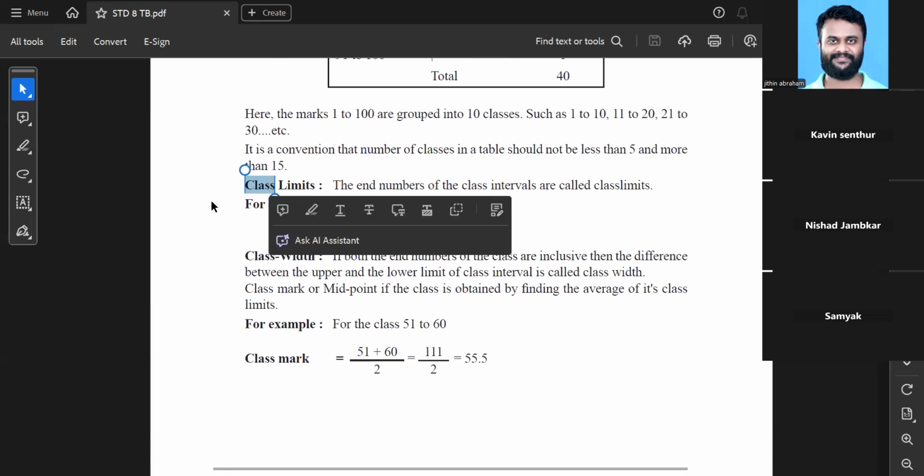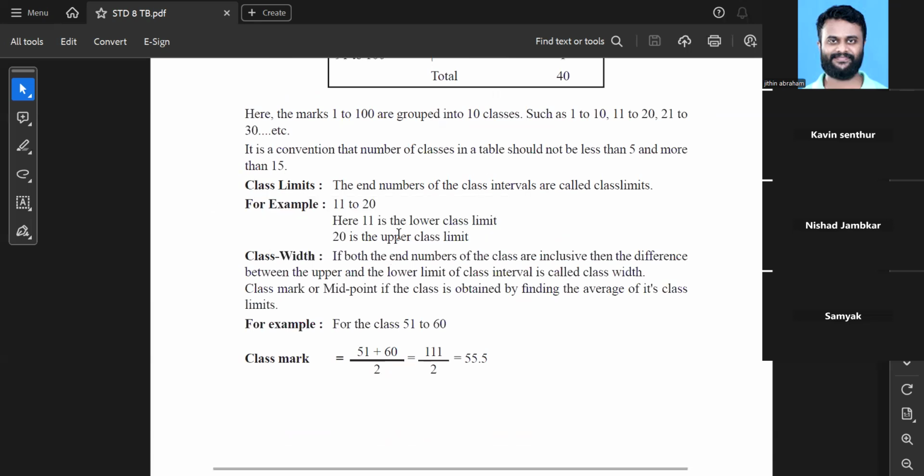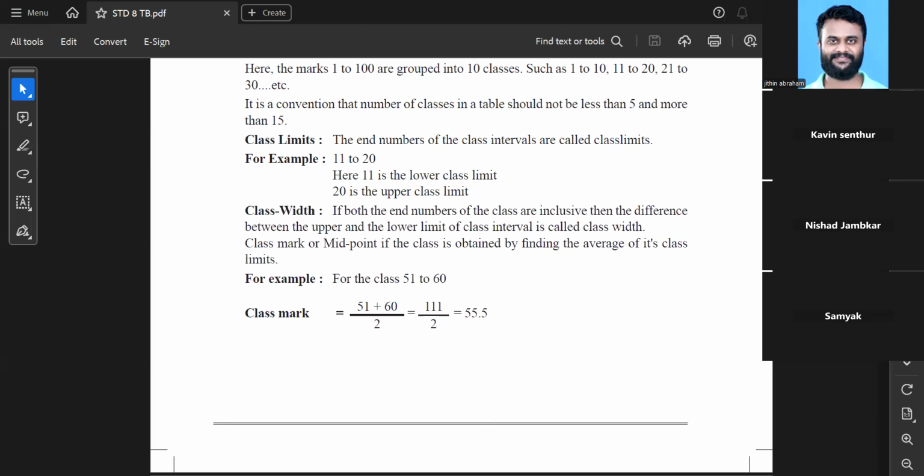And then class limits. There are two types of limits. One is the upper limit, the other one is the lower limit. Lower limit is the minimum value of that class. Basically, what is a class? It's a group of data. For example, 11 to 20, 21 to 30, 31 to 40, 41 to 50, 51 to 60. So 51 to 60 is one class, and so on. The limits of the class are the lower limit and the upper limit, that is the minimum value and the maximum value.